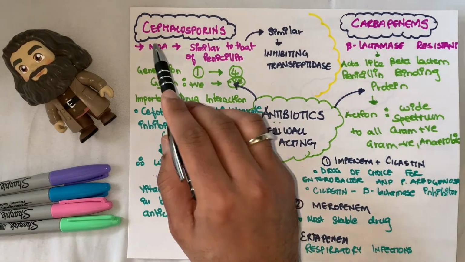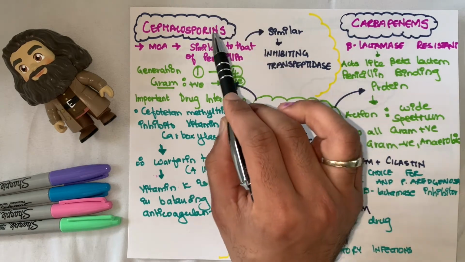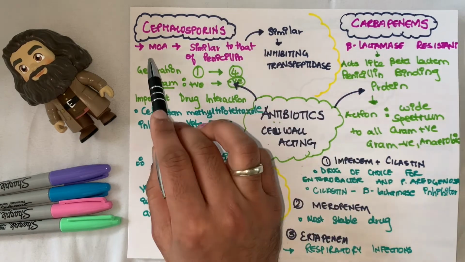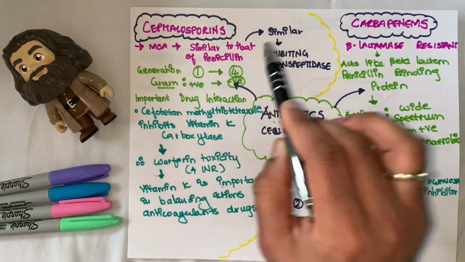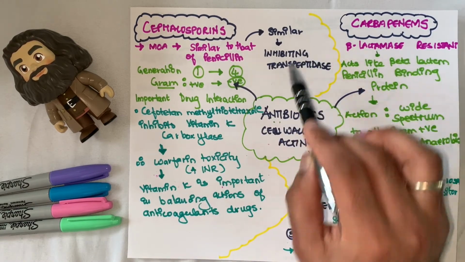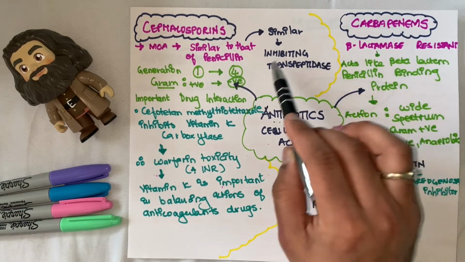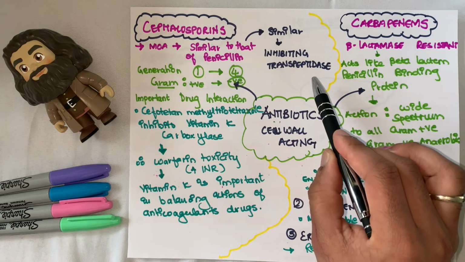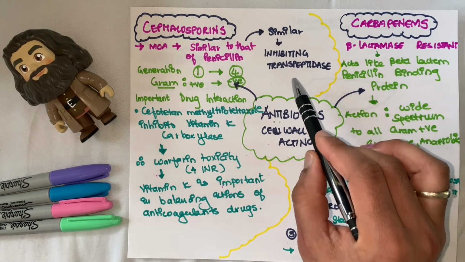Alright guys, let's get on with the Cephalosporins. As we know, cephalosporin is like a sister to penicillins. So the mechanism of action will be similar to that of penicillin. Well, what I mean by similar is inhibiting transpeptidase enzyme. This is an enzyme, transpeptidase, that a bacteria requires to make and strengthen its cell wall.